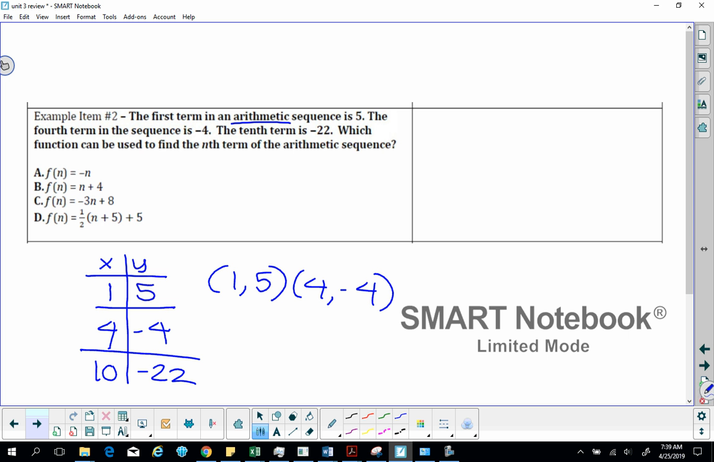So I'll give you a minute. Figure out which way you want to do. There were 15 different ways you can do this problem. Figure out which way you want to do, and figure out what's the right answer.